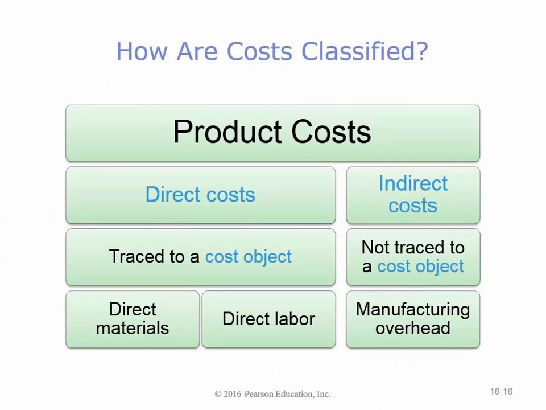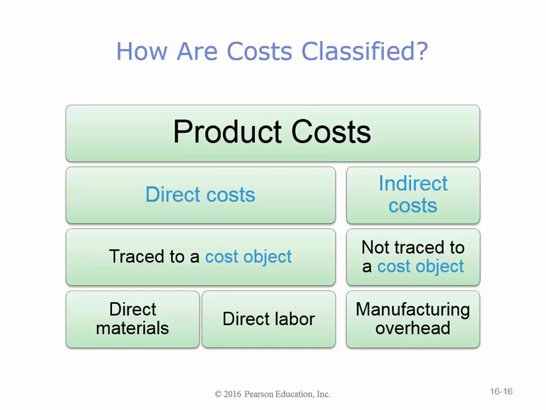All right. So when we're trying to figure out in a manufacturing company how to classify our costs, we have two broad categories. The first is called direct costs, and the second is called indirect costs. Direct costs are costs that we can trace directly to a cost object, and a cost object means a product, really.